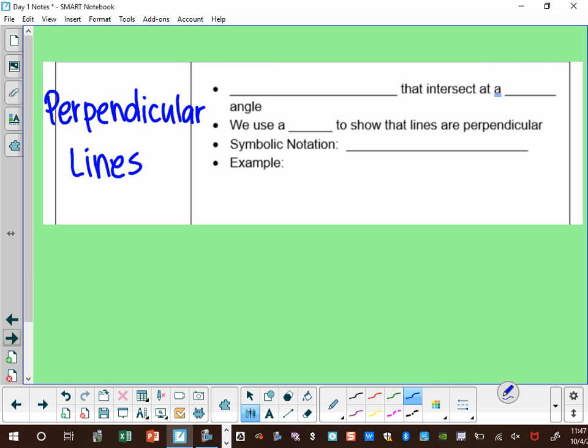Perpendicular lines are also coplanar lines that intersect at a 90-degree angle. That's important to know about perpendicular. What's that symbol that we can recognize to know whether an angle is a right angle or not? The little box. Yeah, it's like a little square inside the angle. So that's what we use to show that the lines are perpendicular. That means it's a right angle.